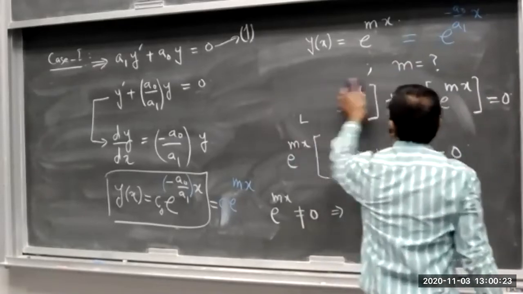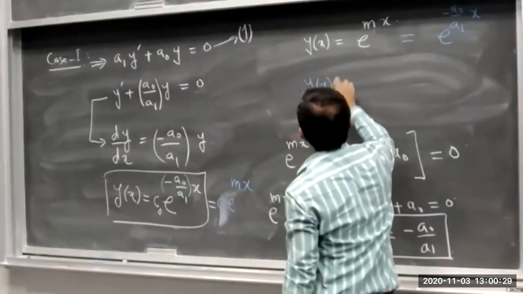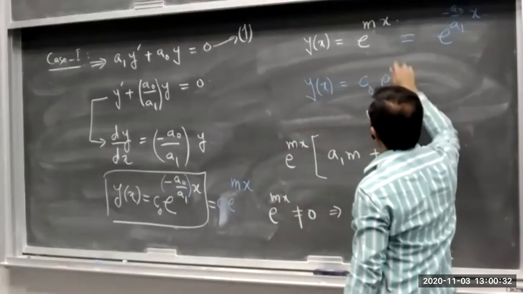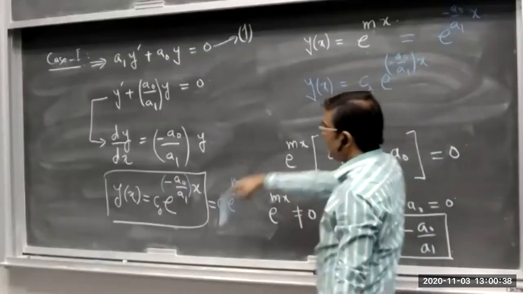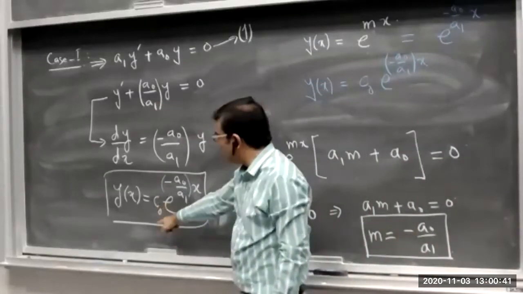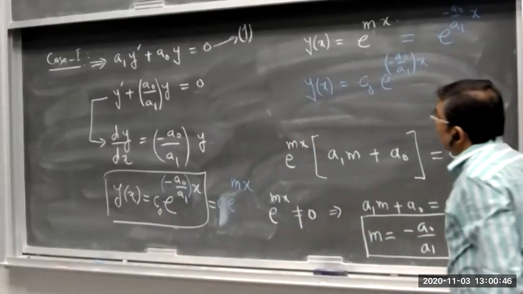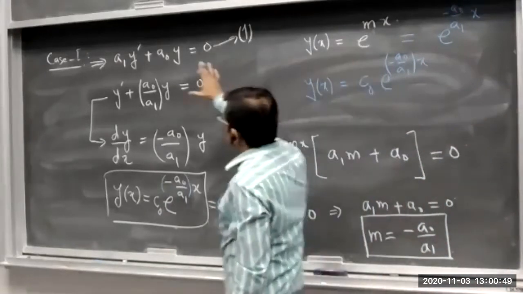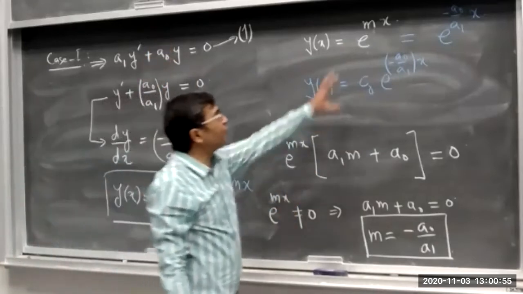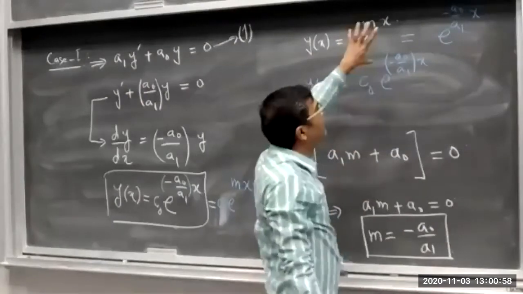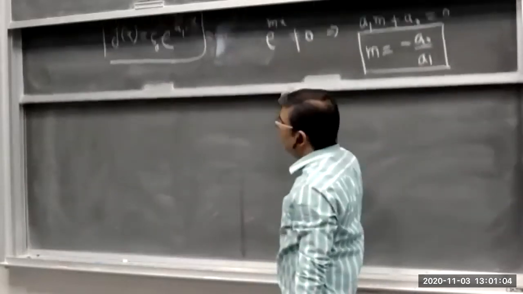We can write the general solution by multiplying this function with some constant c naught, e raised power minus a naught over a1 times x. So this is again the same solution which we have obtained by directly solving this. So the idea here is that the linear homogeneous differential equations basically have solutions of this kind. We can use the similar idea to solve the second order homogeneous differential equation as well.